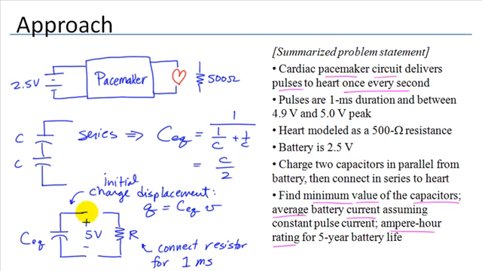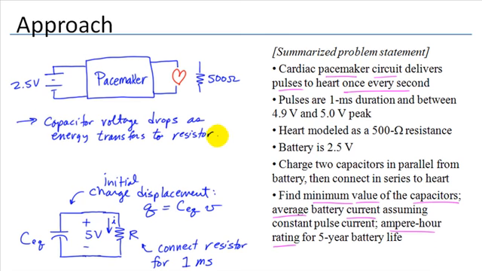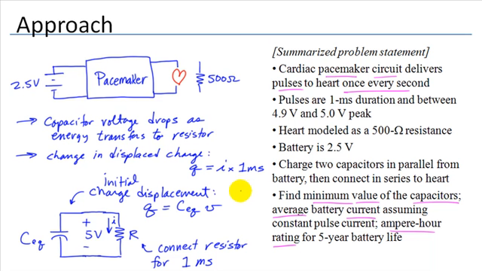Now the solid state switches only connect the 500 ohm resistance, which is our model for the heart, for 1 millisecond. During this 1 millisecond interval, we have a current flow I. Now the capacitor voltage will drop as energy is transferred to the resistor. The change in displaced charge can be written as Q equals the current times the time.